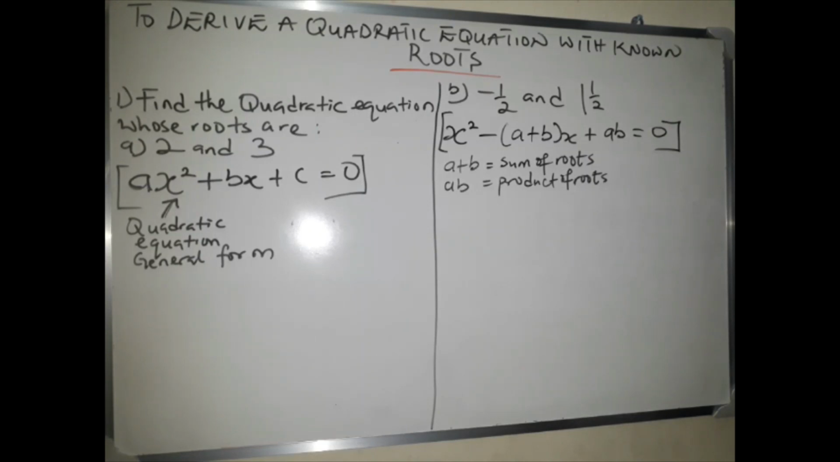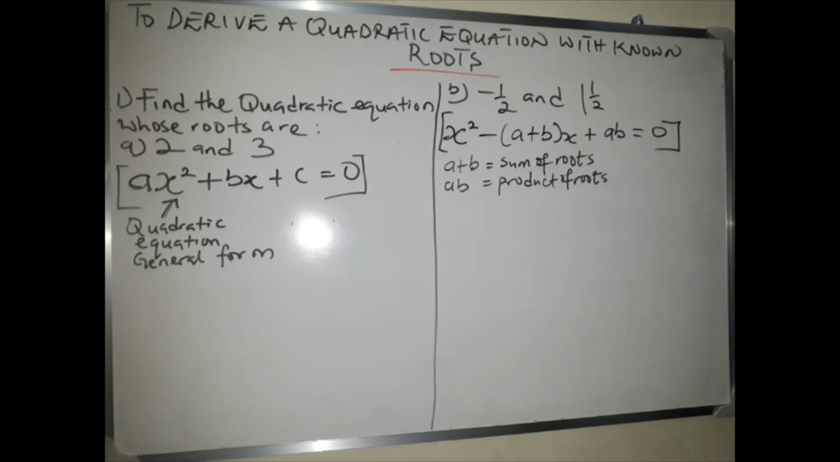Now let's go to the board and see the examples that we have there. The question is, find the quadratic equation whose roots are a, 2 and 3, and b, minus half and 1 and a half. So we're using two different methods for the both of them, but I'll show you that you can use either of the methods interchangeably and you still get the correct answer. So for the first one, find the quadratic equation whose roots are 2 and 3.